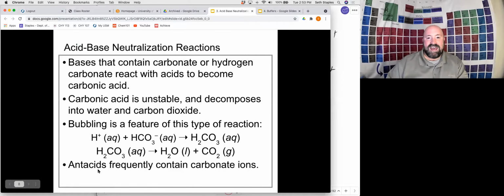And we should also note that antacids often contain carbonate ions. So you might get a little bubbling with your antacids.